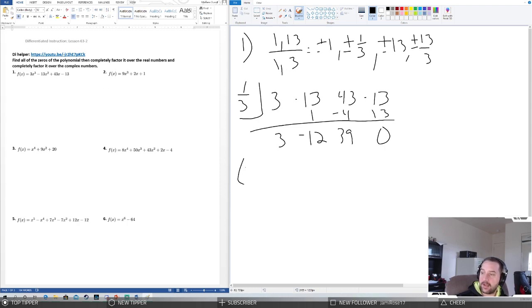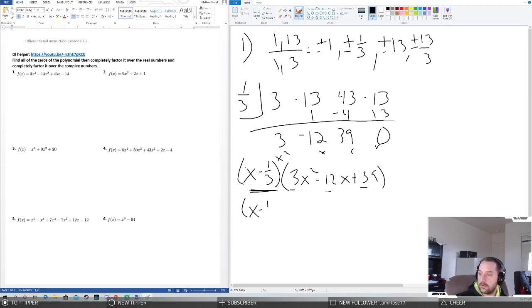So that means here I got x minus a third, and then the remainder, constant, x squared. So then I got 3x squared minus 12x plus 39. Now, whenever we have this fraction, that means there's a number in common that I can factor out, and there's a 3. Makes it a little easier. And so that 3 goes into here, so 3x minus 1. And then I'm left with x squared minus 4x plus 13.